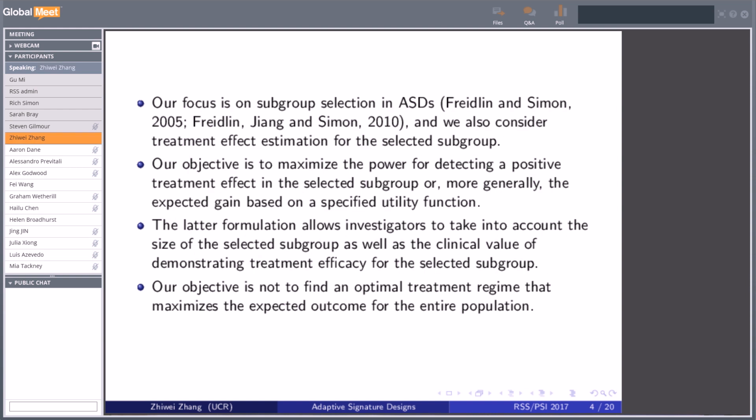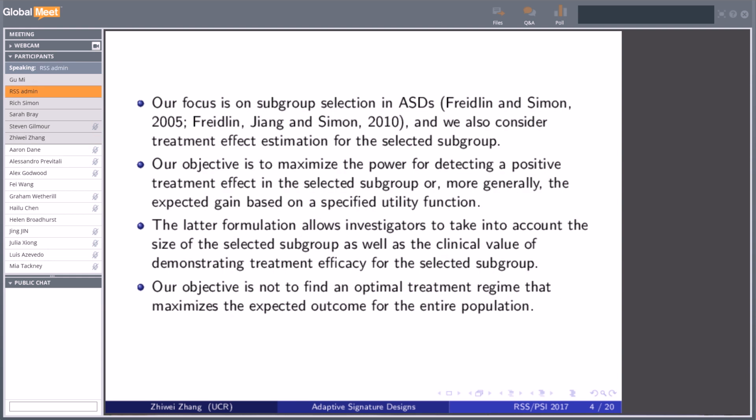Our objective is to maximize the power for detecting a positive treatment effect in the selected subgroup, or more generally, the expected gain based on a specified utility function. The latter formulation allows investigators to take into account the size of the selected subgroup as well as the clinical value of demonstrating treatment efficacy for the selected subgroup based on prognosis and available treatment options.